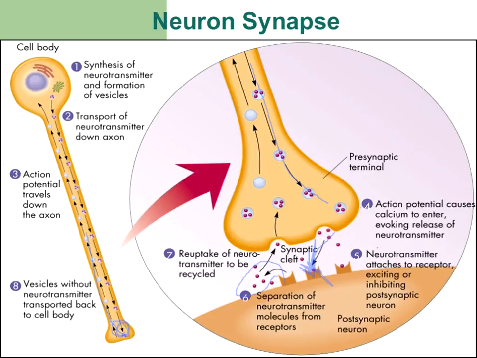In step 7, some of these neurotransmitters will be sent right back up the axon to the cell body to be reused again. That's step 8. Some of them will be destroyed, some of them will be reused. So this is a neuron synapse. Any questions about that? I know it's a lot.